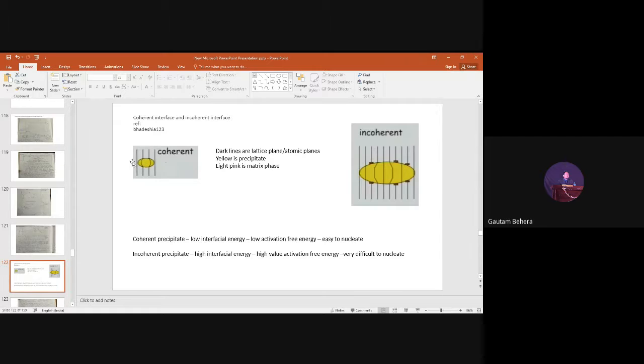Just look at this image and look at this image. Let me see what difference you are getting. Just tell me quickly. And it is written over here: dark lines are the lattice planes or the atomic planes. Yellow is a precipitate. This is a precipitate and this is a precipitate, the yellow part. And the light pink, sorry, this is not actually light pink. Which color is visible to you? This one?